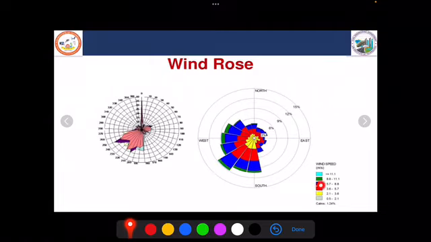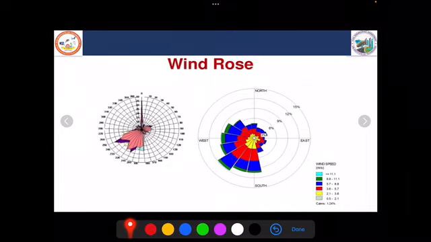The colored region indicates the wind speed of various intensity. For example, the blue color in this portion indicates a wind speed of 5.7 to 8.8 meters per second. Similarly, the wind speed from the various directions, which is of different intensity, is represented in this picture.